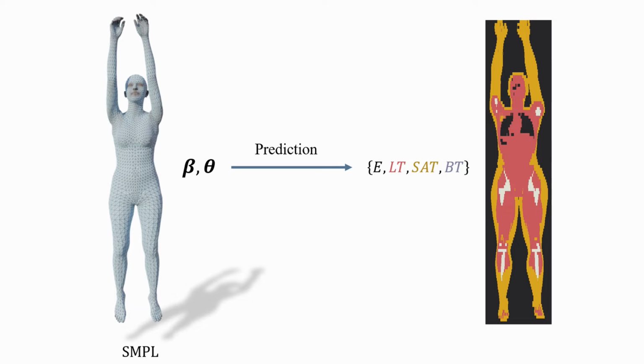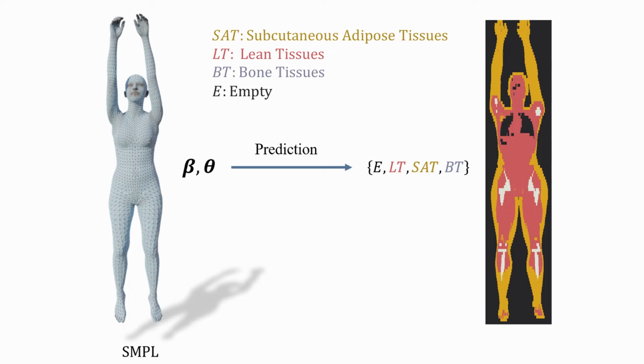In HIT, we consider the following tissues: the subcutaneous adipose tissue, or SAT, which is the fat under the skin, the lean tissue, or LT, which includes the muscles and organs, and the bone tissue, BT, which stands for the long bones. The prediction can also be empty, or E, which captures anatomic regions such as the lungs.